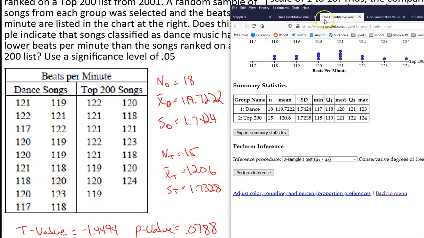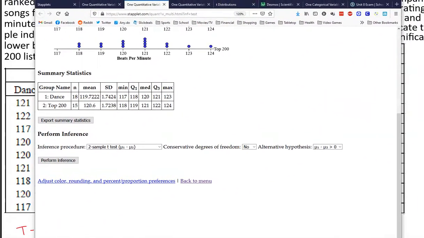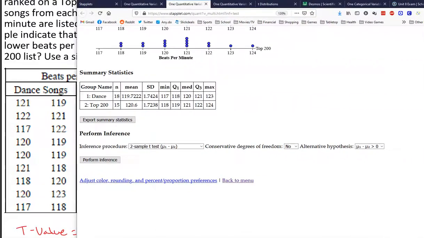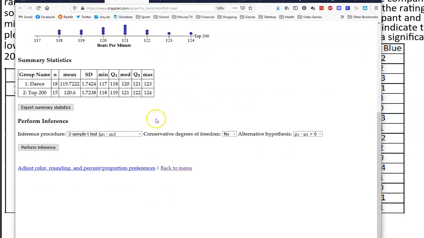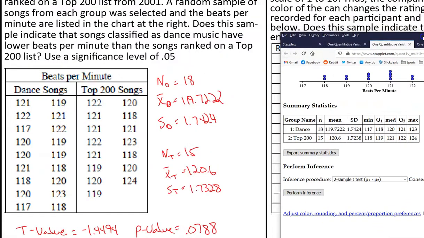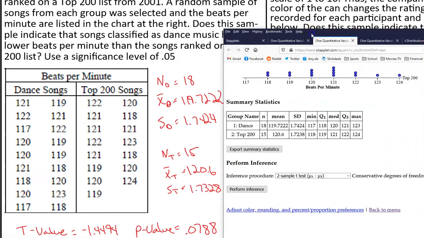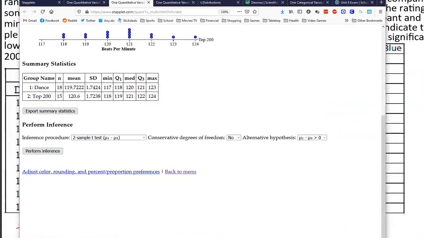So our theory was that the first set of data we had is dance, and the second one is top 200, and dance has less beats per minute. So if dance had less, then my H0 would be that it would be less than 0, right? Because it would be dance minus top 200, mu1 minus mu2. Dance minus top 200 should be less than 0.